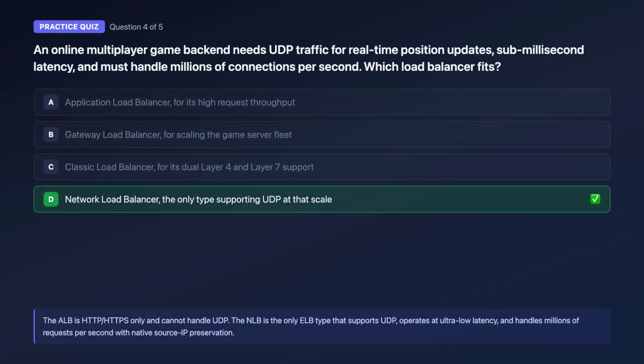If you said D, well done. The application load balancer is HTTP and HTTPS only. It cannot carry UDP at all, so option A is out. The gateway load balancer is for security appliances, not direct game traffic. The network load balancer is the only type that handles UDP, runs at ultra-low latency, scales to millions of requests per second, and preserves the client source IP natively, so game servers can rate limit per player.